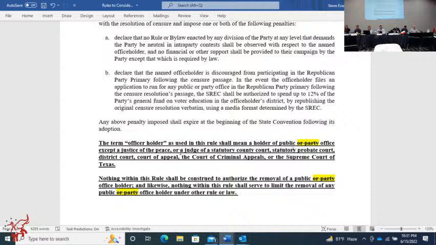So later we can fix that. Go ahead and vote for this, and then later we can move to suspend the rules and fix the other part. So it makes sense. You against? Against, yes, sir.